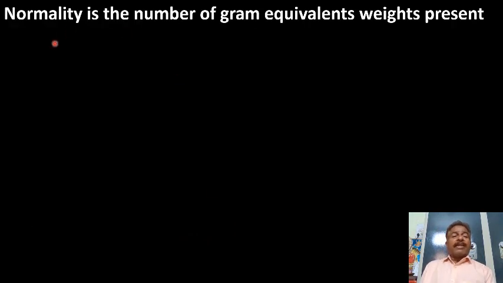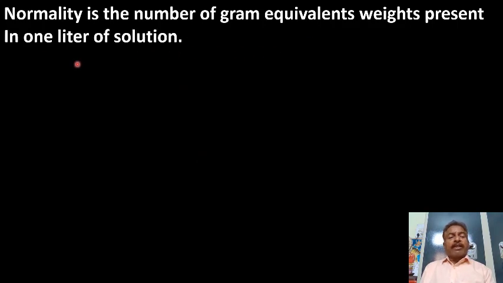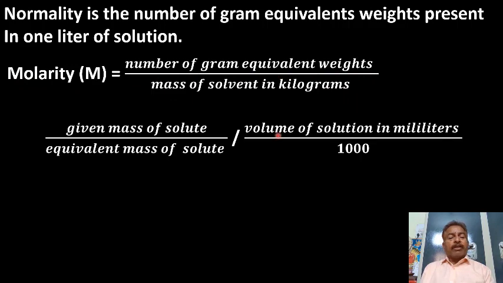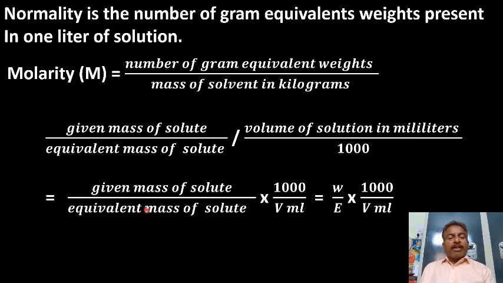Now let us discuss normality. Normality is the number of gram equivalent weights present in 1 liter of solution. So normality equals the number of gram equivalent weights divided by the volume of the solution in liters. How do you find the number of gram equivalent weights? It is the given mass of the solute divided by the equivalent mass of the solute, multiplied by 1000 by V in mL. It is nothing but W by E into 1000 by V mL.